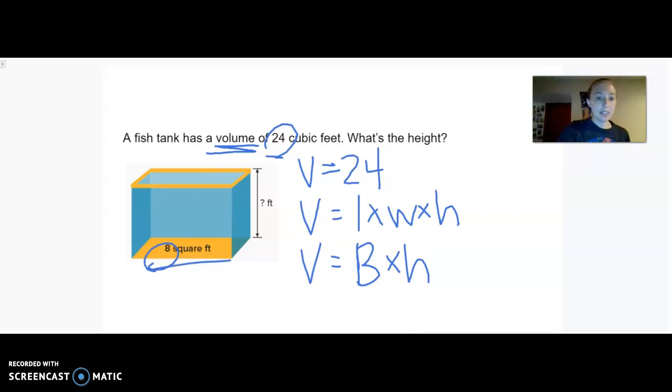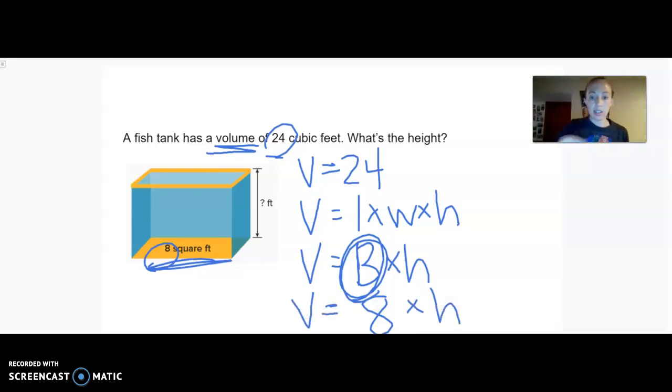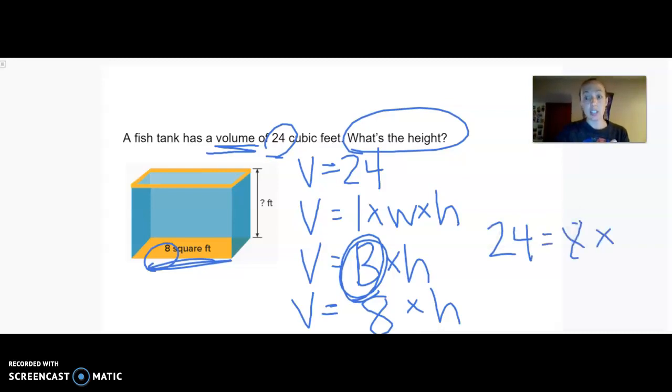Well, what did it tell me here? What is that? That's the area of the base. So I know this number is 8. I know B equals 8. So I know the volume equals 8 times the height. Well, it's asking for the height, so I don't know it yet, but I do know what the volume is. I know it's 24. So 24 is 8 times something, some mystery number. 8 times this mystery number is going to equal 24.